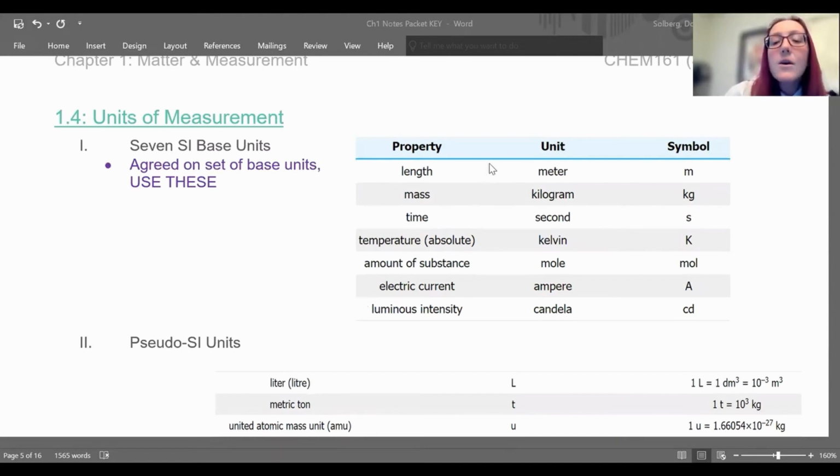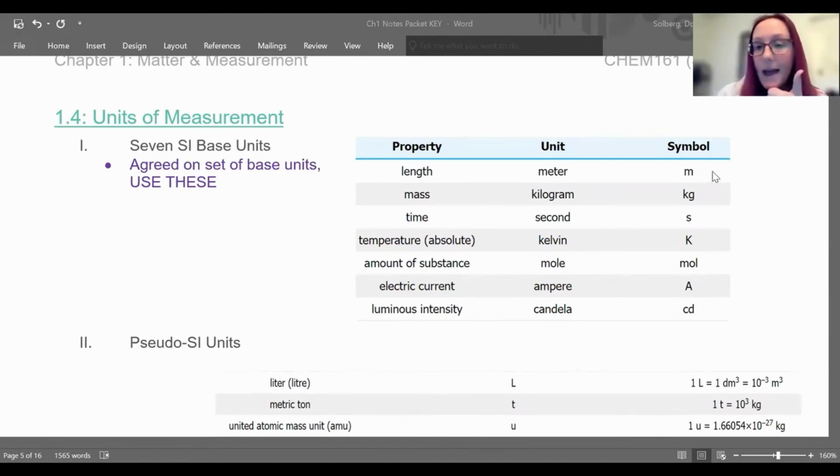However, really, we're going to use the first 5. Electric current and luminous intensity are really more physics related measurements, but we definitely will be doing length, mass, time, temperature, and amount of substance. Those are all relevant in chemistry. So you are going to need to know the units and their symbols.